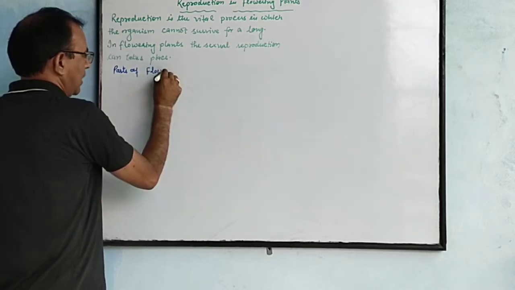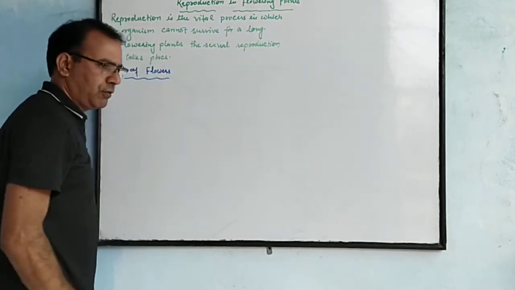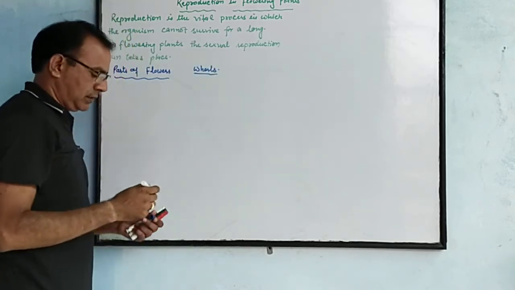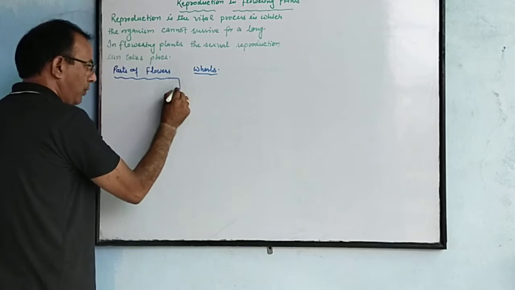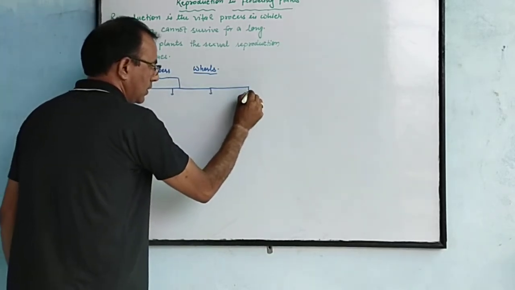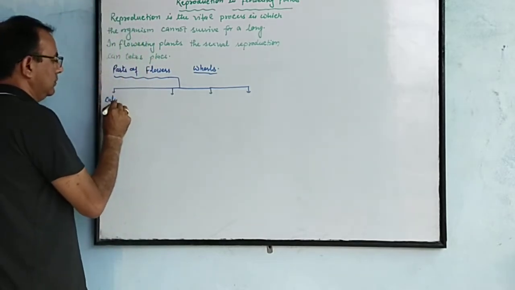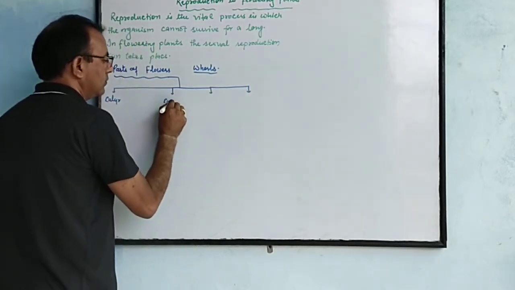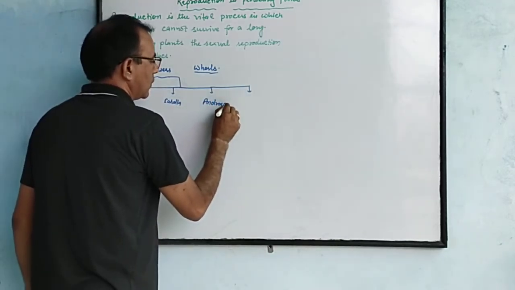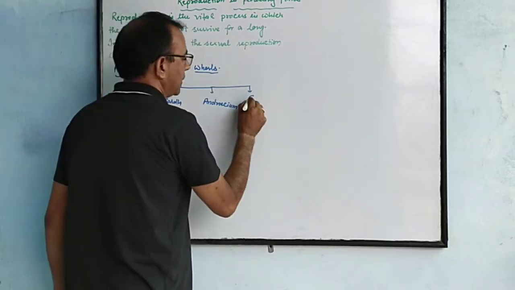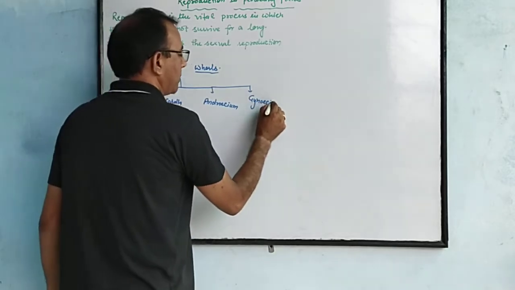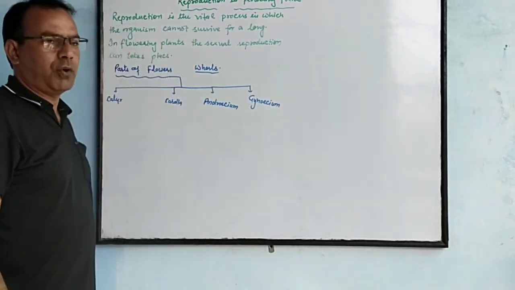Or you can say, how many whorls does a flower have? There are 4 whorls of a flower. There are 4 parts of a flower: calyx, corolla, androecium, and gynoecium. These are the 4 whorls or 4 parts of a flower.